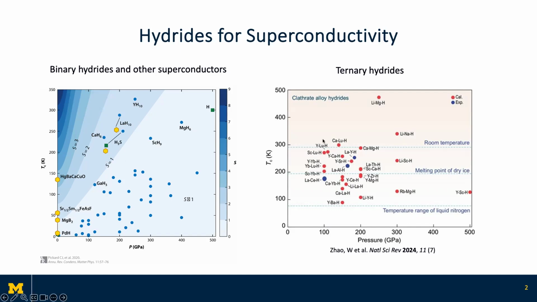There's also the space of ternary hydrides, which is a bit less explored. It's a much bigger space, and it's an exciting pathway that people are taking towards trying to make room temperature superconductivity or close to room temperature superconductivity a reality. So this is one of the major reasons why hydrides are such an interesting material class now.